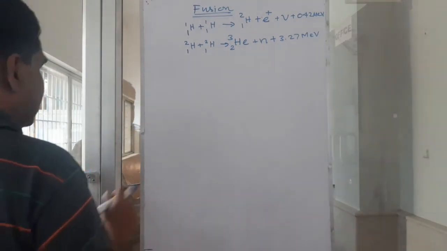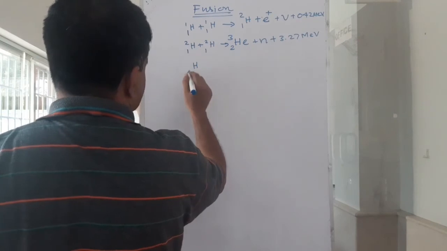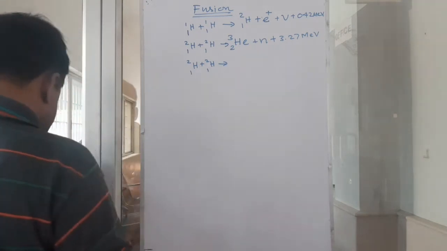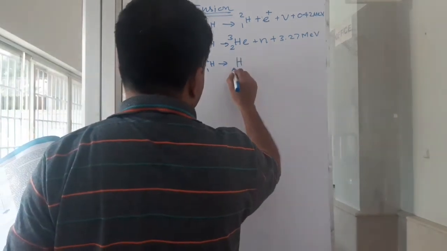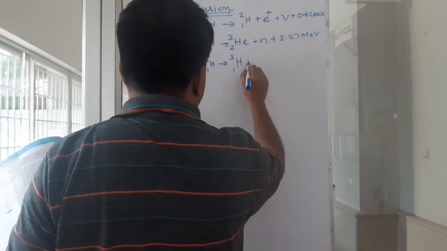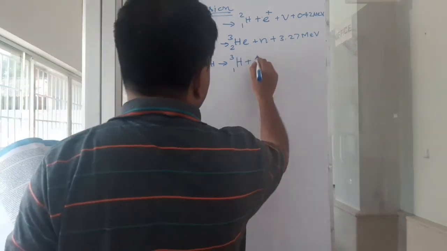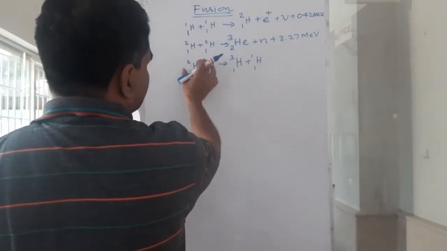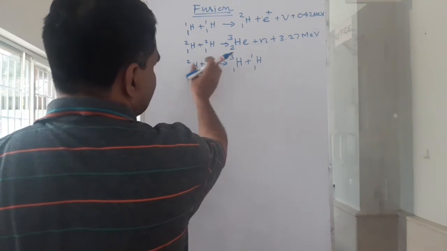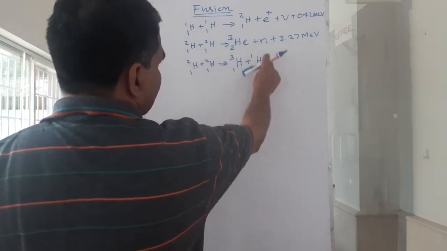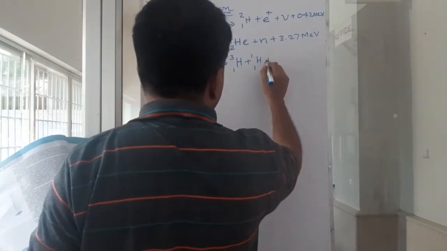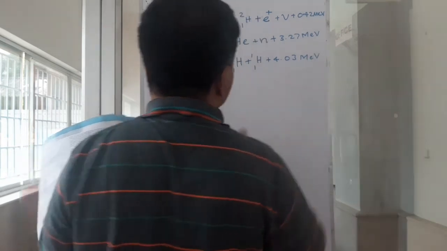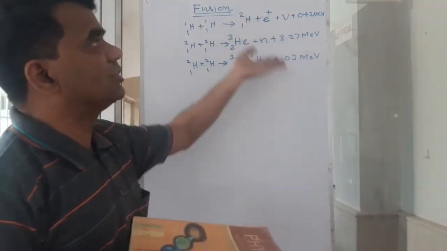And the other thing that can happen is that these two deuterium nuclei can combine to give you a tritium nucleus, 1H3, plus 1H1. One proton can come out of it. Two deuterium nuclei can combine to give you one tritium nucleus and one proton, plus 4.03 mega electron volt energy. So this is the amount of energy coming out in each of these reactions.